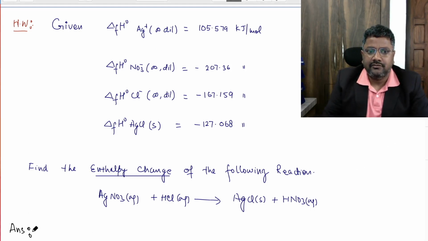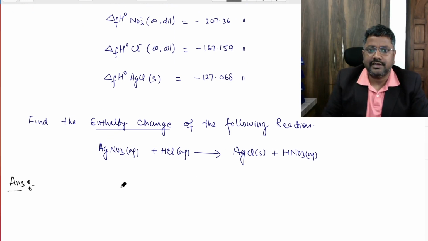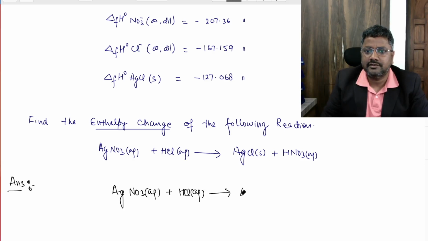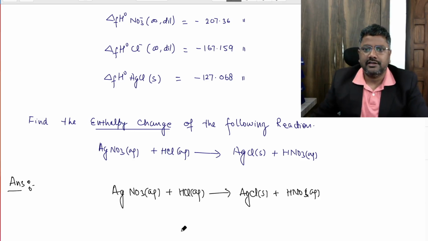See, we have this equation. As per this equation, we have to find out the enthalpy change for this reaction, right? Since the equation is given, it is relatively easy for us. AgNO3 aqueous plus HCl aqueous gives AgCl solid precipitate plus HNO3 aqueous, right? So this equation we can visualize.